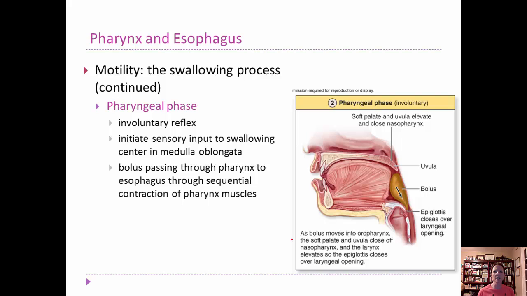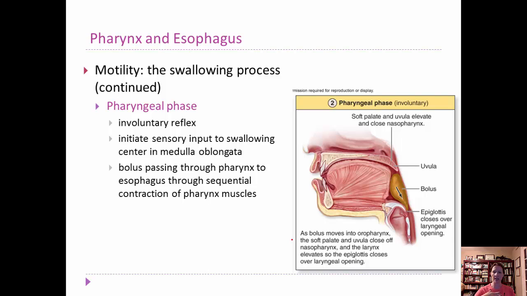So let's move on and take a look and see what happens as soon as we push that bolus of food back towards the oropharynx. Then as it moves into the oropharynx, this is where it's going to switch from voluntary to an involuntary reflex. So really after this, you don't have any control over it.